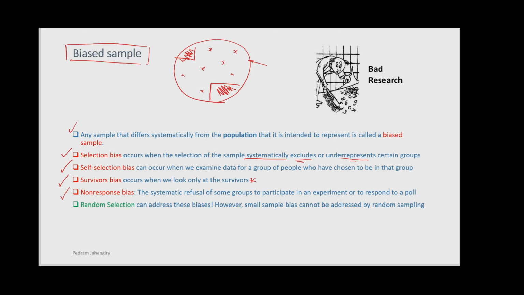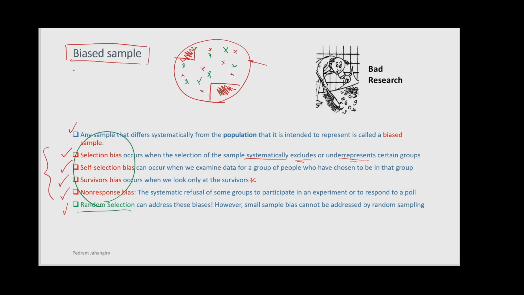Okay, and then finally, how do we deal with these biases? The best way to solve the problem with these biases is to do a random selection. If you make sure that your sample is very, very randomly sampled from the entire population, then there's a good chance that you're not going to deal with any of these kinds of biases. So the answer is going to be random selection. Okay, so random selection can address these biases. However, be careful. If your sample size is small, you cannot do anything with that.